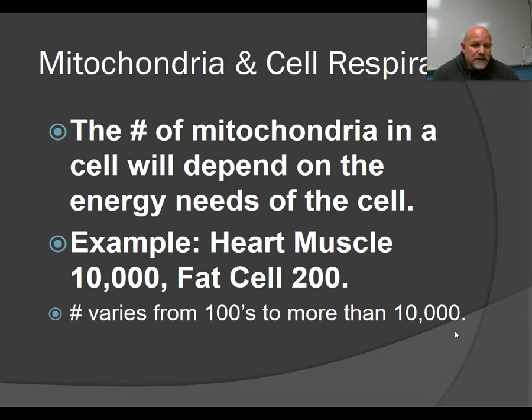So our cells will vary. Skeletal muscle cells vary quite a bit from person to person. Somebody who exercises a lot is going to have a lot more mitochondria in their cells than a couch potato. And so exercise is going to be easier for the person that exercises a lot, and it's going to be more difficult for the couch potato until they get in shape.